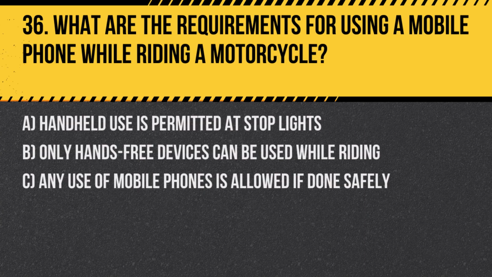Question 36. What are the requirements for using a mobile phone while riding a motorcycle? A. Handheld use is permitted at stoplights. B. Only hands-free devices can be used while riding. C. Any use of mobile phones is allowed if done safely. Answer. B. Only hands-free devices can be used while riding. This law helps keep the rider's hands on the handlebars and their focus on the road.